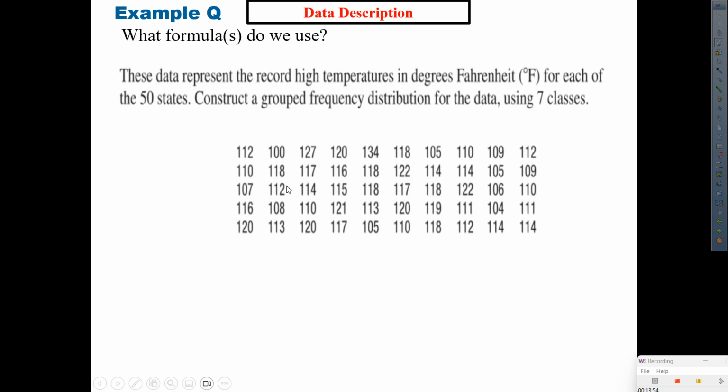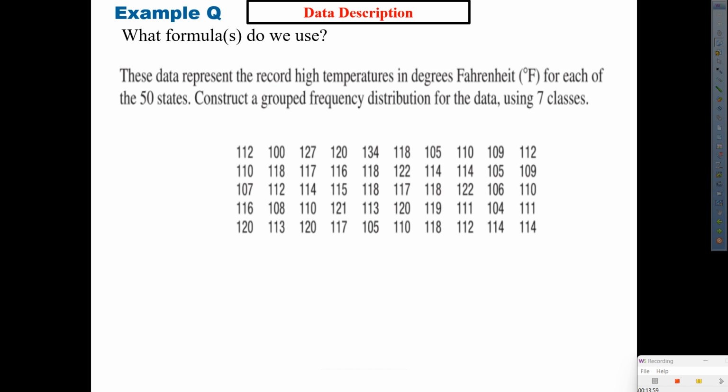Oh yeah, here we go. Don't copy this problem, let me read it to you. Look up, please. It reads, the data represents the record high temperatures in degrees Fahrenheit for each of the 50 states. Construct a group frequency distribution for the data using 7 classes. So think about it. Construct a group frequency. Are they asking us to do anything else? No, just to construct a group frequency.